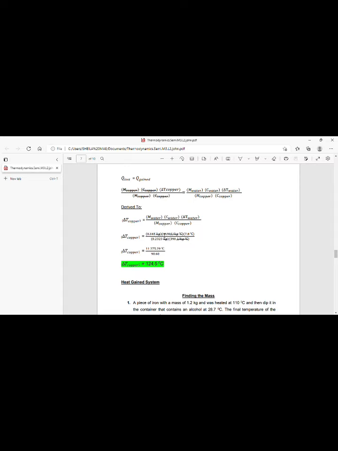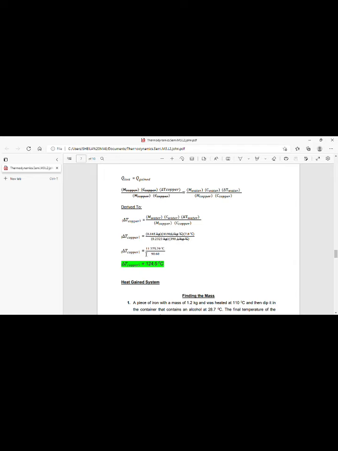0.34 kilograms times 490 joules per kilogram degree Celsius times 7.8 degrees Celsius over 0.2322 kilogram times 390 joules per kilogram degree Celsius. Then cancel out the unit to remain only the degree Celsius, which is the unit of our specific heat, the change in temperature rather.